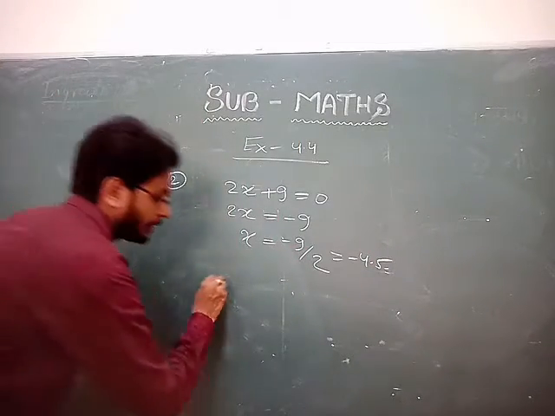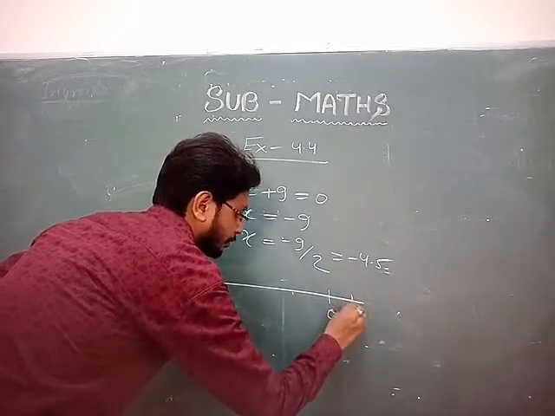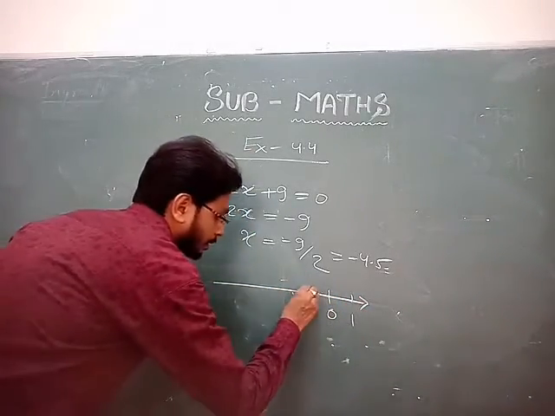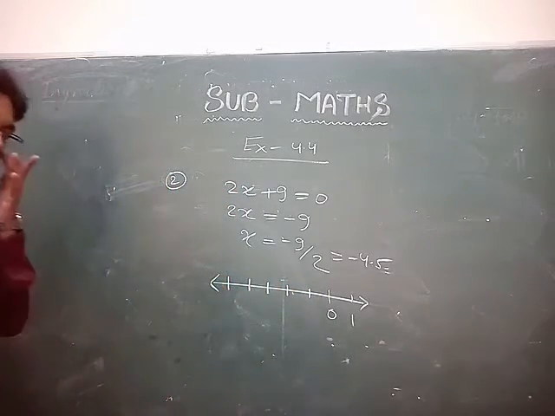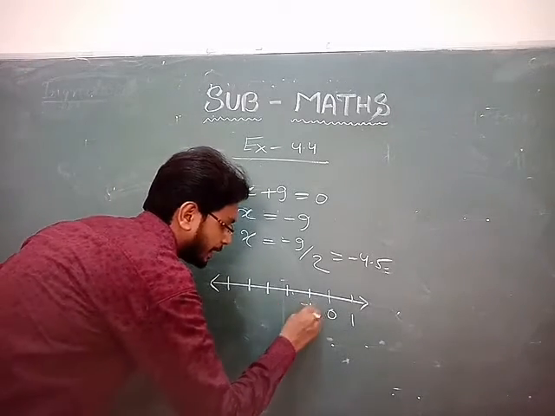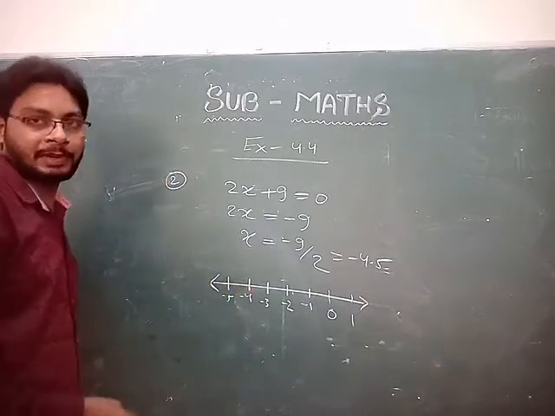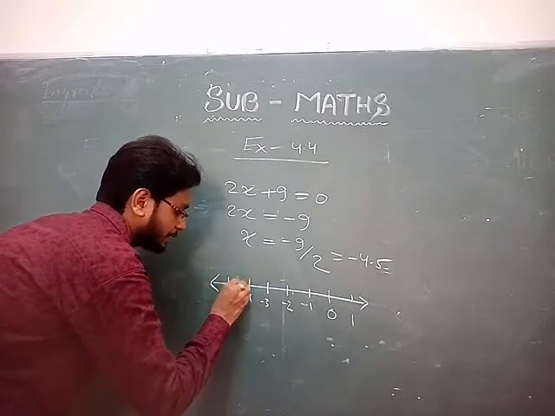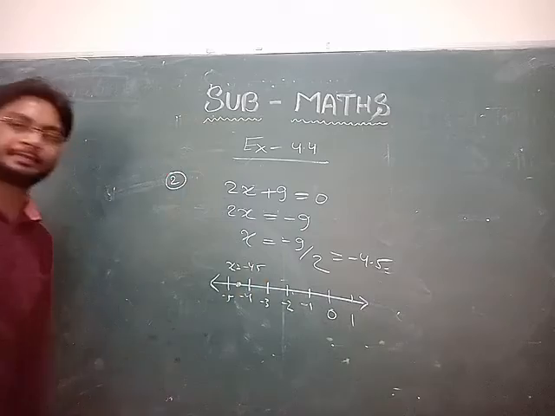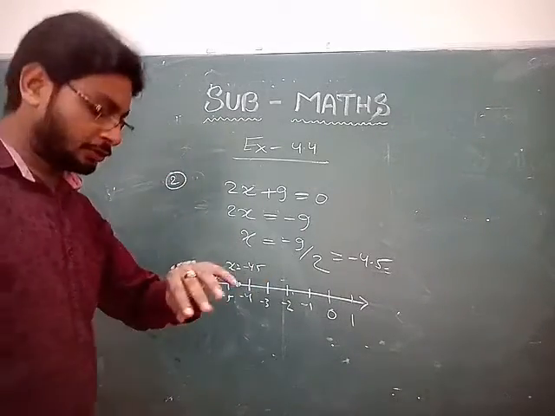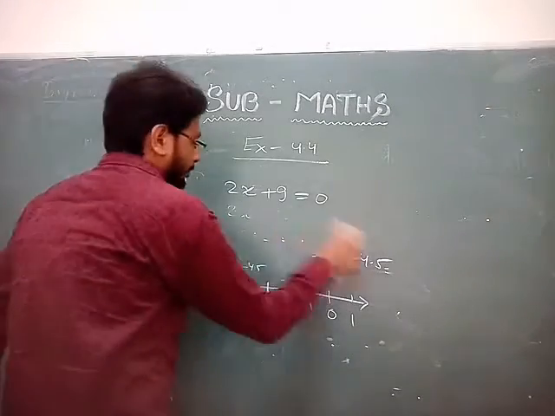Okay, so number line में कैसे डिनोट करेंगे आप? That is 0 1. No need for the positive numbers. -1, -2, -3, -4, -5. Okay, so -4.5 कहाँ पे होगा? That is -1, -2, -3, -4 and -5. -4 and -5 के मिडिल में. So that is the point where x is equal to -4.5. Is it clear? Okay.